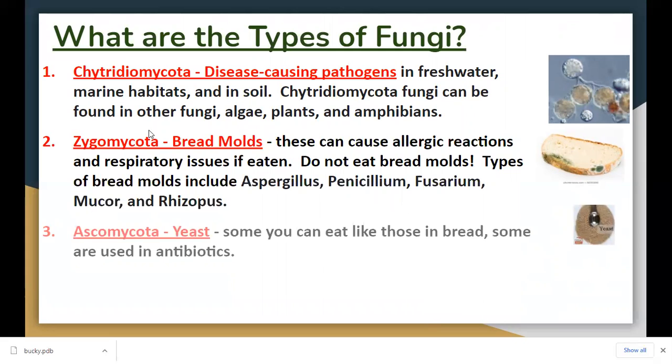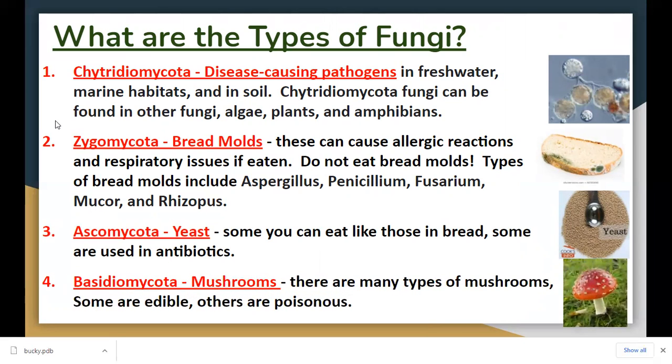The third type of fungus is the Ascomycota. This is known as yeast. And some you can eat, like those that are in bread, and some are used in antibiotics that help people get well. And the fourth type of fungus or fungi is the Basidiomycota. These are the mushrooms. There are many types of mushrooms. Some you can eat, but others are poisonous. So those are the types of fungi.